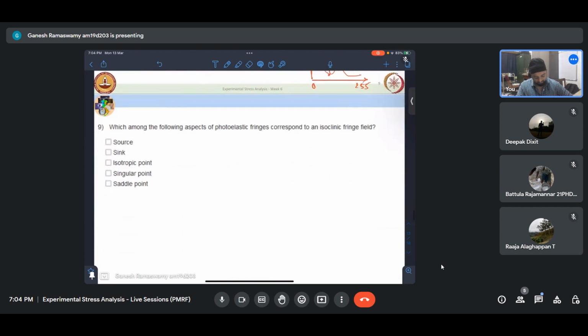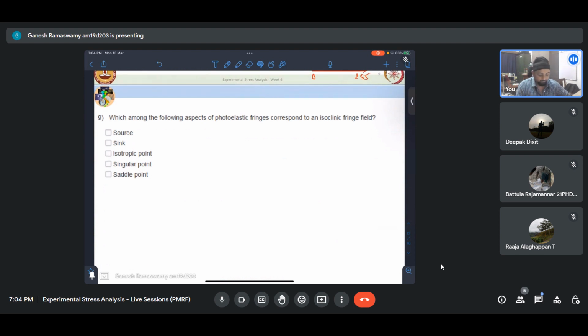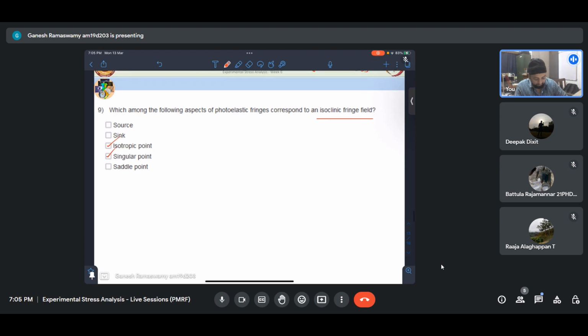Okay, so which among the following aspects of photoelastic fringes correspond to the isoclinic fringe field? So we just saw this. The isoclinic fringe field basically has two characteristics: one is an isotropic point and the other is a singular point. A singular point is nothing but an isotropic point residing on a free surface. So what is the difference between these two? If there is nothing special about a singular point, it's just an isotropic point sitting on a free surface, why do we name it this way? Why do we have to have a separate thing? Any idea?